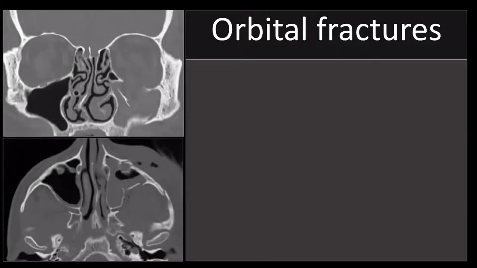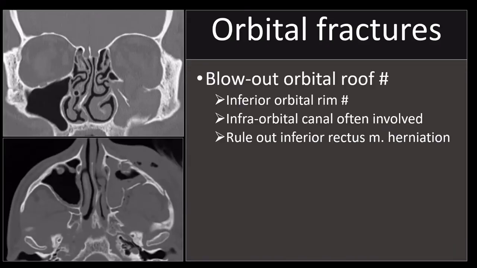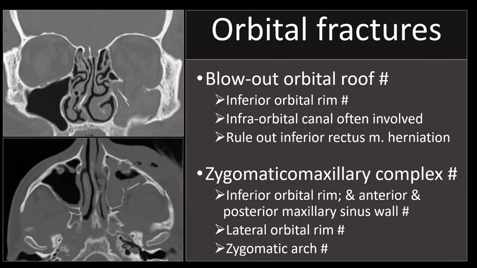So let's summarize. Orbital fractures, we have two important types. We have the blowout orbital floor fracture, which is a fracture of the inferior orbital rim, often with involvement of the infraorbital canal, and it's very important to evaluate the location and the morphology of the inferior rectus muscle. We have to rule out inferior rectus muscle herniation to avoid our patient developing a permanent diplopia.